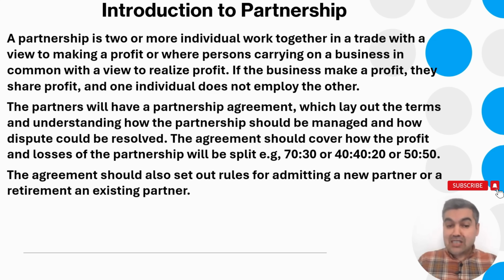The partners will have a partnership agreement which lays out the terms and understanding of how the partnership should be managed and how disputes could be resolved. The agreement should cover how the profit and loss of the partnership will be split. For example, 70-30 or 40-40-20. For example, if there are three partners or two partners, it should stipulate how the profit will be split. The agreement should also set out rules for admitting a new partner or retiring an existing partner.